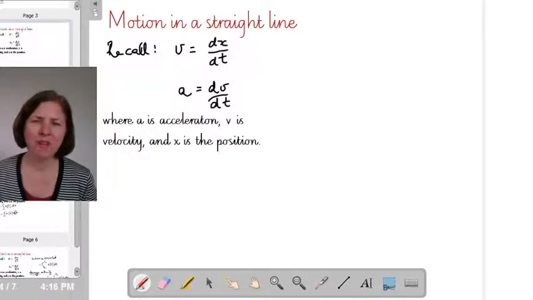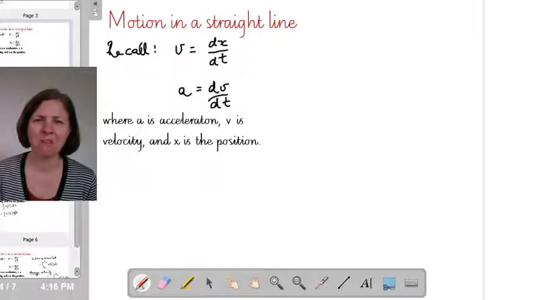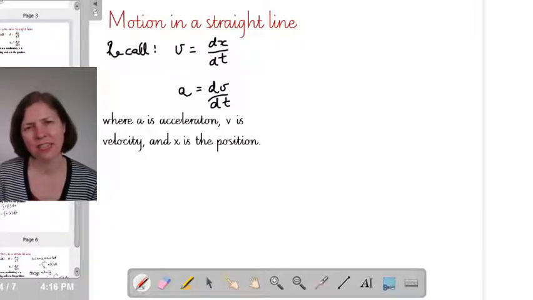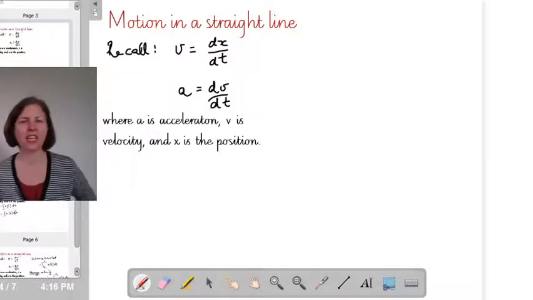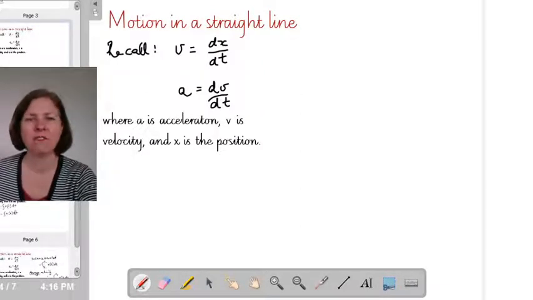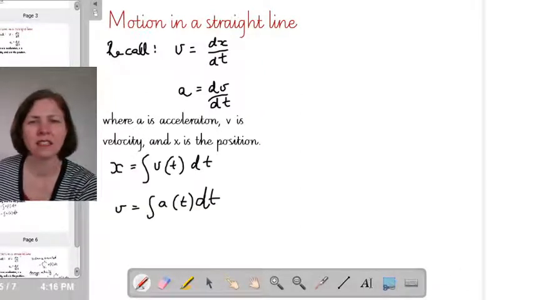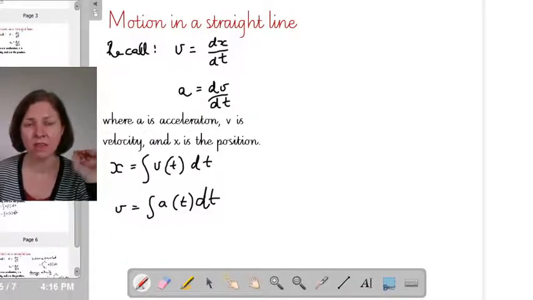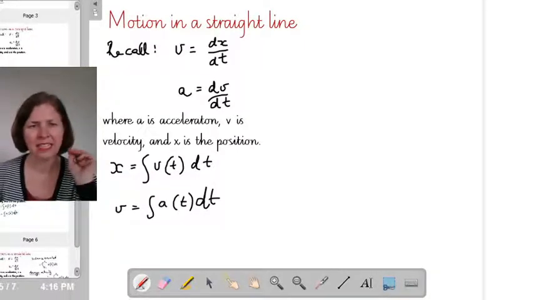So that means if we can differentiate x to get v and differentiate v to get a, then it follows that we can anti-differentiate a to get v and anti-differentiate v to get x. And that's what you see there. x is the antiderivative of v(t) dt, and v is the antiderivative of a(t) dt.